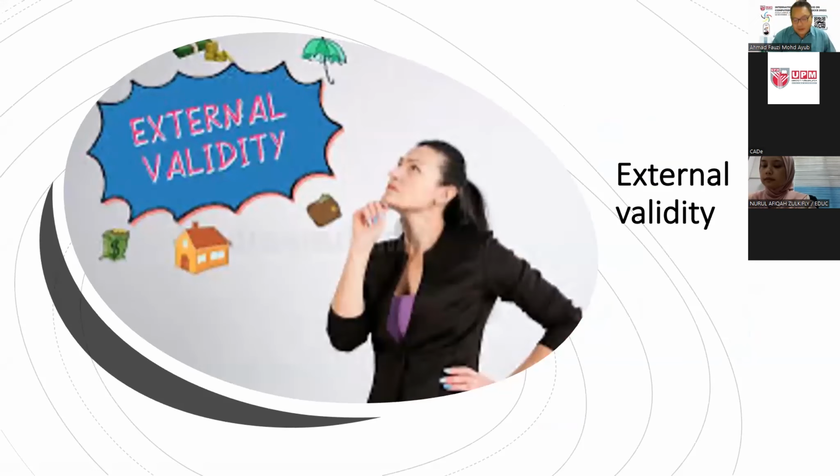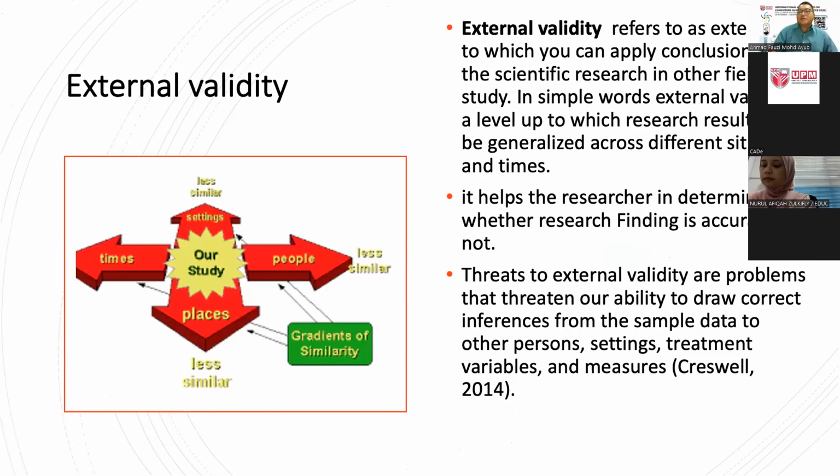And lastly, we have the external validity. External validity refers to whether you can apply the conclusion of the scientific research in other fields. So let's say in the case of my research, my student conducted a study using a module in one of the states, Kelantan, for example. For the external validity, whether the same module is tested in other states in Malaysia, whether we can have a similar result or not. That one is the external validity.